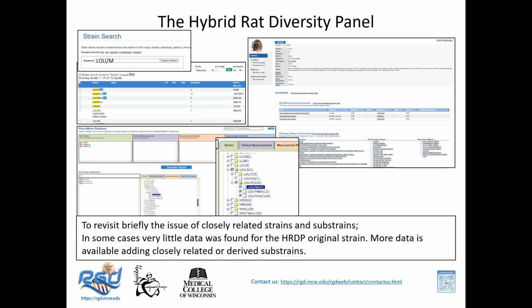For example, I'm going to use the strain search tool. One of my favorite strains is Lu MNCR. That's an HRDP strain, because that was my assignment: go find data for this strain. And that strain was an HRDP original strain, which was given to NIH and then transferred to the RRRC for embryo cryopreservation. And the RRRC is where we're trying to rederive the HRDP strains.